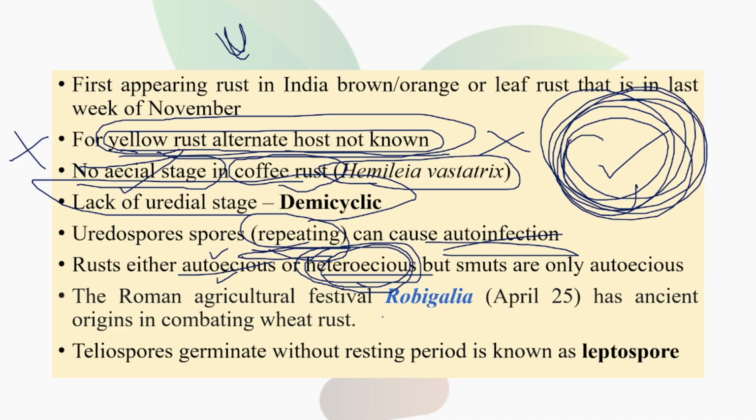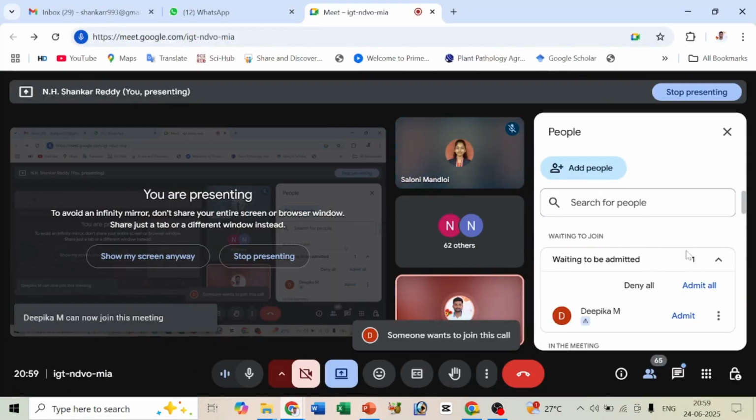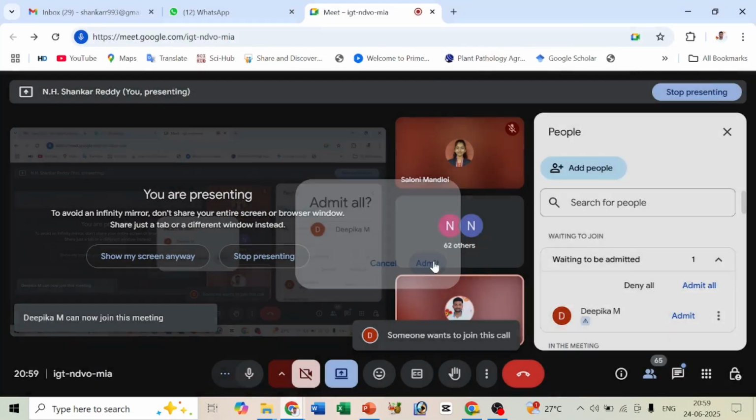They'll show you. Just 1 minute. Huh? Yeah, people are joining very early.